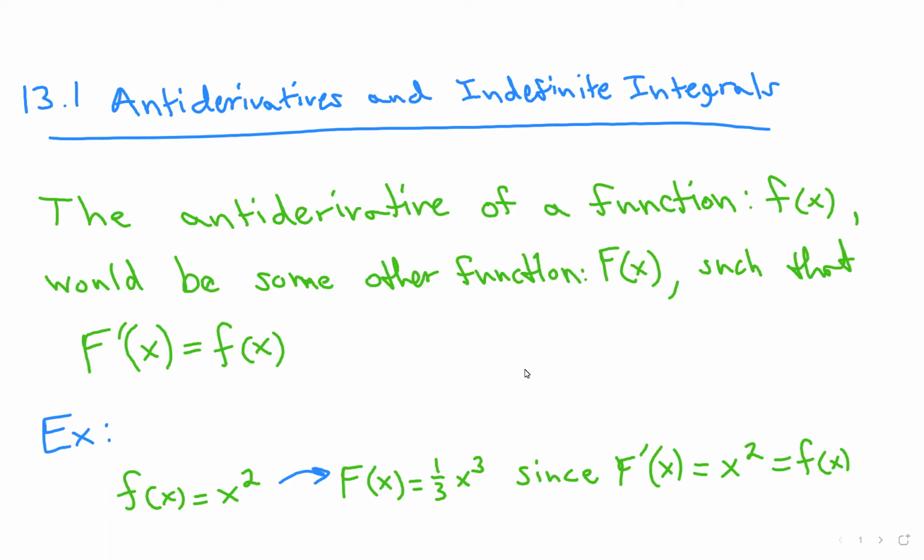So if you have an f of x and you wanted to look at what we call the antiderivative, then what you're looking at is some potential other function, which on the screen I have here written as capital F of x, such that your capital F of x will have a derivative which is equal to your original function of f of x, small f of x.